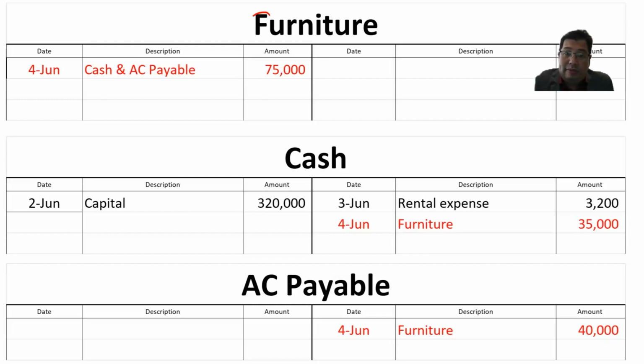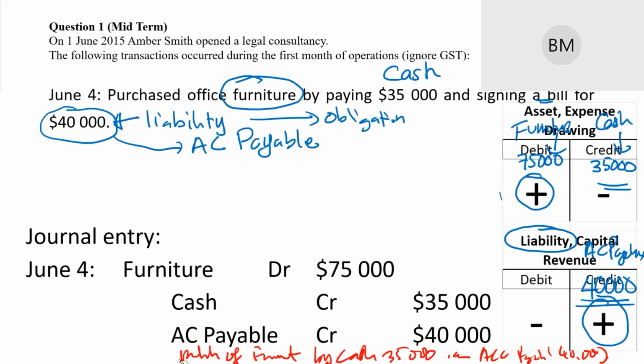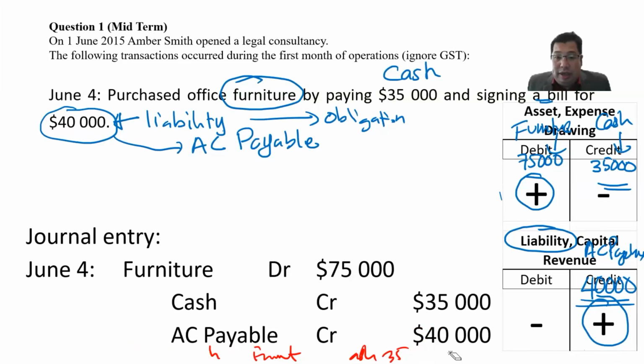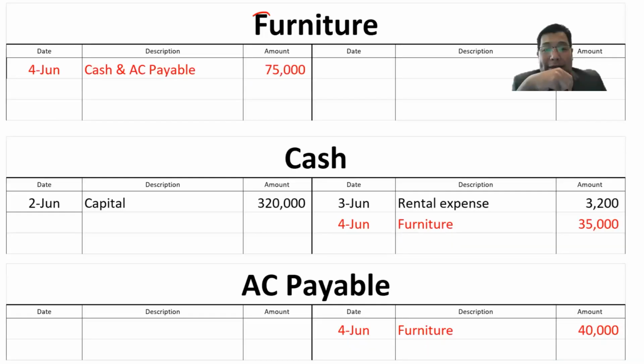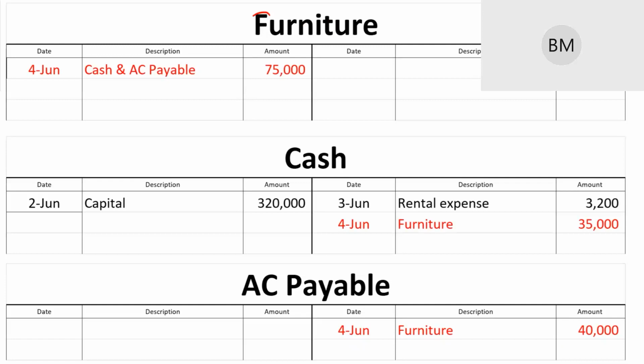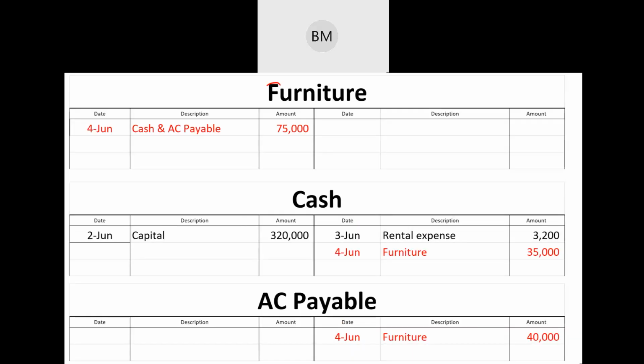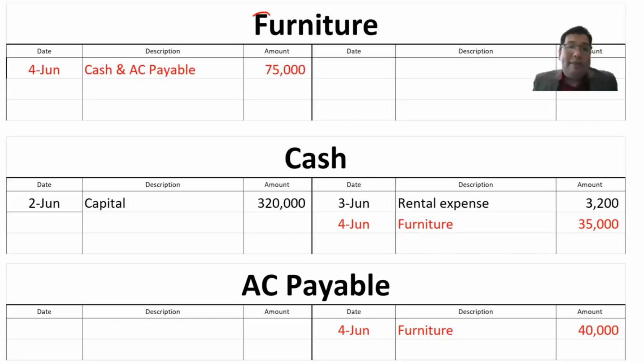Okay. Let me go back to the previous slide. I have the journal entry, and I'm transferring from this journal entry to ledger. Any questions so far? Yes, can you hear me, sir? Yes. Sir, in the furniture account, shouldn't the cash and accounts payable be separated? You can separate it if you want. If you're not happy with this, you can put here cash 35,000, and then you can put here account payable 40,000. No big deal about that.